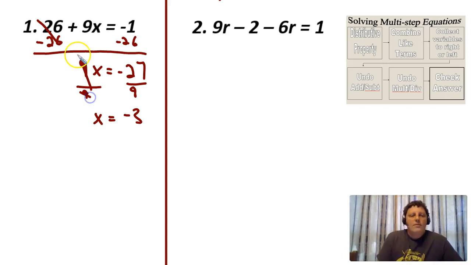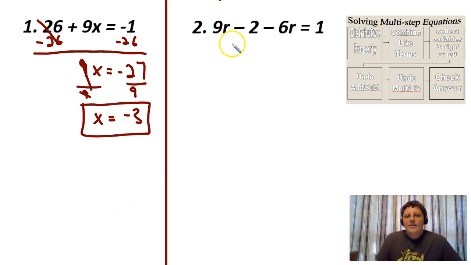And when you're doing this process, when you're undoing the addition and subtraction, you're getting 0. 26 minus 26 is 0, and we don't have to write the 0 because it doesn't change anything. What's happening when we undo the multiplication or division is we're dividing 9 by 9 to get 1. And you don't write a 1 in front of an x, you just write it as x. So we are at our final answer.